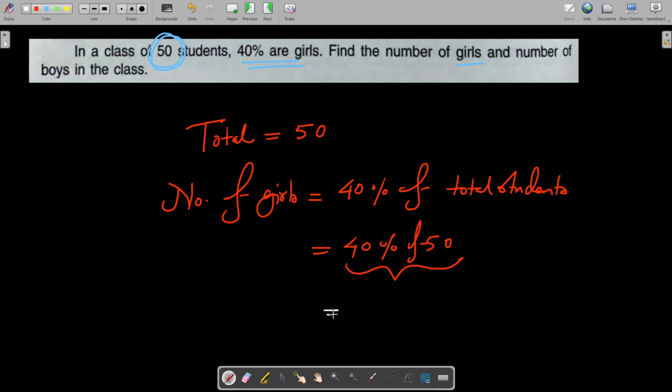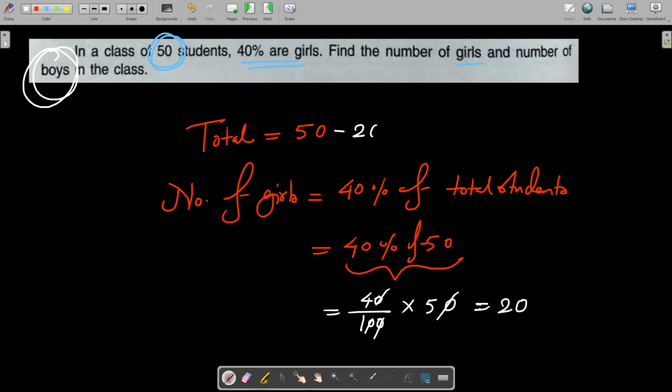What we will do is, in place of 40%, we will write 40 by 100. In place of the 'of' we'll use the multiplication sign. Here we'll write the number. The zeros get cancelled. 5 into 4 is 20. So what's the number of girls? 20. Now they also asked us to find the number of boys. Now we can do it two ways. Either from the total we can subtract the number of girls, so we will get the number of boys.